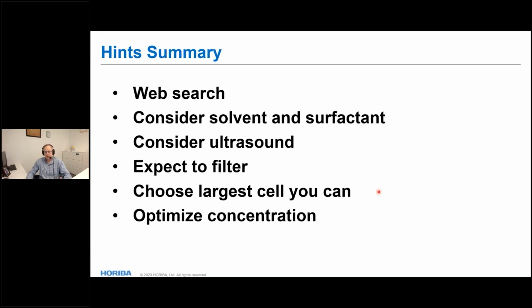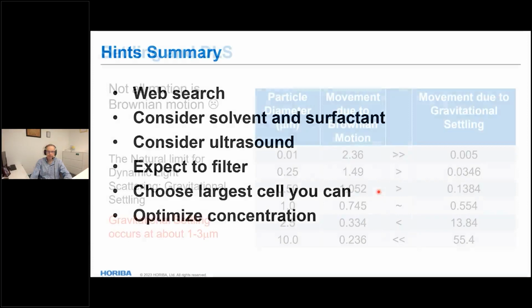I didn't get into this with any pictures or anything, but there's a range of sample volumes you can use for dynamic light scattering, and the smallest would be about 10 microliters. That sample cell is expensive and tough to clean. I don't like it. As you move up to the 1 ml cells, that is the least expensive and easiest to clean cell. So, there's always a trade-off. And if you optimize your particle concentration.